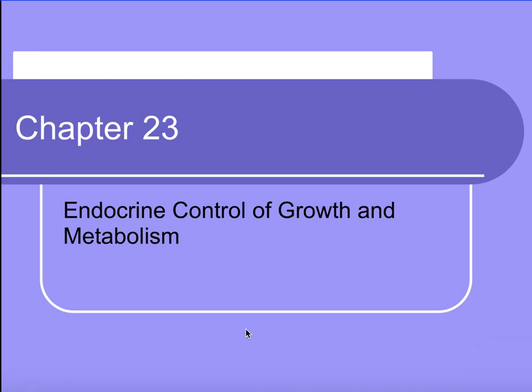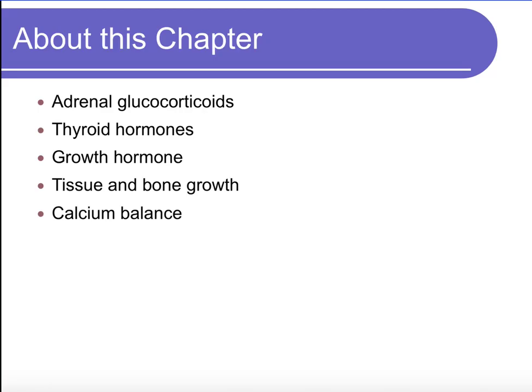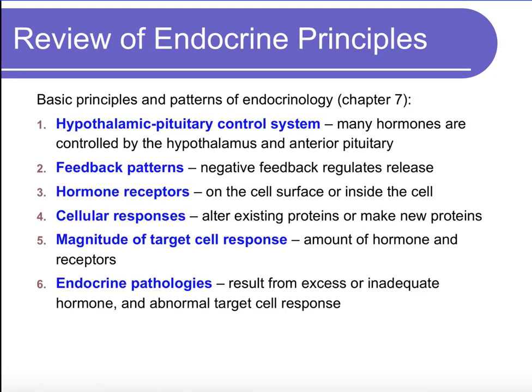Chapter 23, Endocrine Control of Growth and Metabolism. In this chapter, we'll talk about our adrenal glucocorticoids. We'll also discuss thyroid hormone, growth hormone, and examine tissue and bone growth, as well as calcium balance.